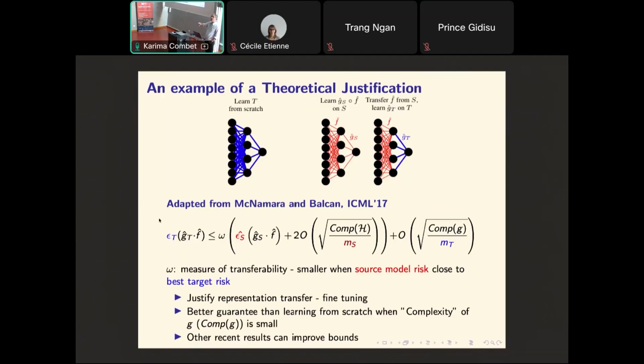the complexity of the hypothesis space. The more complex your network is, the higher the complexity, and also the complexity of the small function that you have here. And the message is that if this task is not too different from the target task, and if the complexity of the models is relatively small with respect to the number of data you have, you can expect to reduce the target error by minimizing this kind of model. So it depends, of course, on the relatedness between tasks and the complexity of the models.